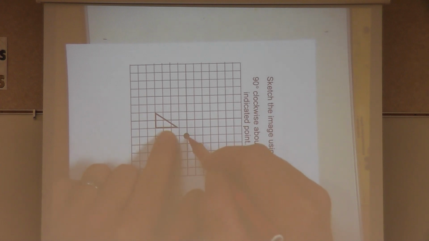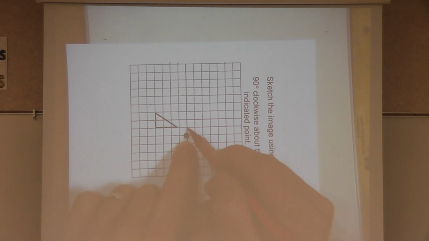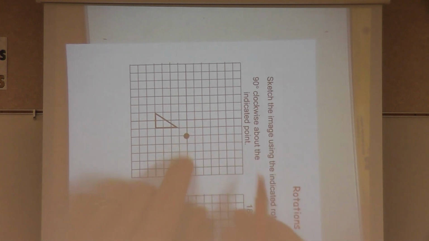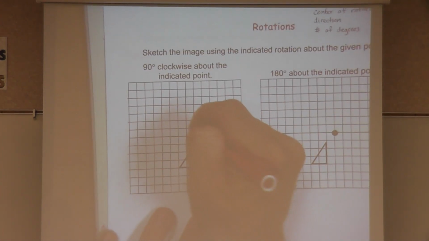I'm going to look at my point. Currently, this triangle is 1 unit up and 1 to the left of the indicated point for our center of rotation. So when I turn my paper back, I'm going to do the same thing. I'm going to go up 1 and 1 to the left. So I turn back, and I go up 1 and 1 to the left. There's that point that we had.